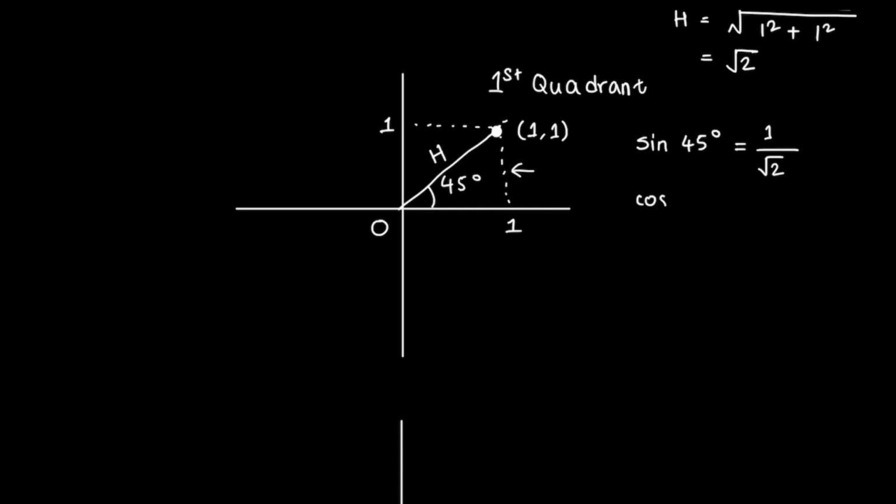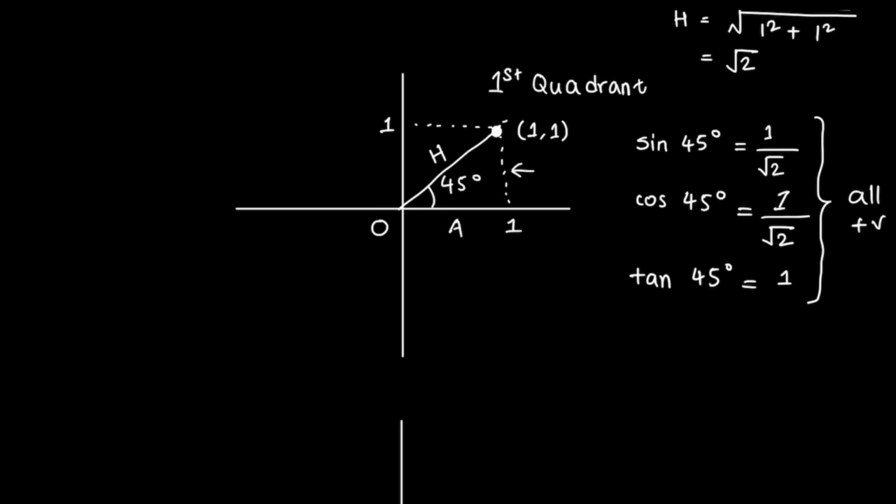We can find out cos similarly. Cosine 45 degrees would be equal to adjacent by hypotenuse. The adjacent is once again 1 and the hypotenuse is root 2. And tan 45 degrees is just sine over cos, and that would be equal to 1, because sine and cos are equal, so they will cancel out when they're divided. The main thing to notice here is sine, cos, and tan are all positive in the first quadrant. So the rule that we can get generally is in the first quadrant, all are positive.